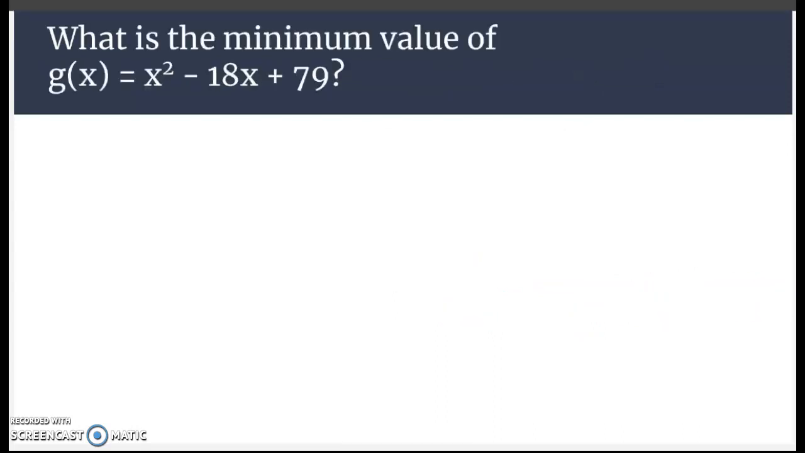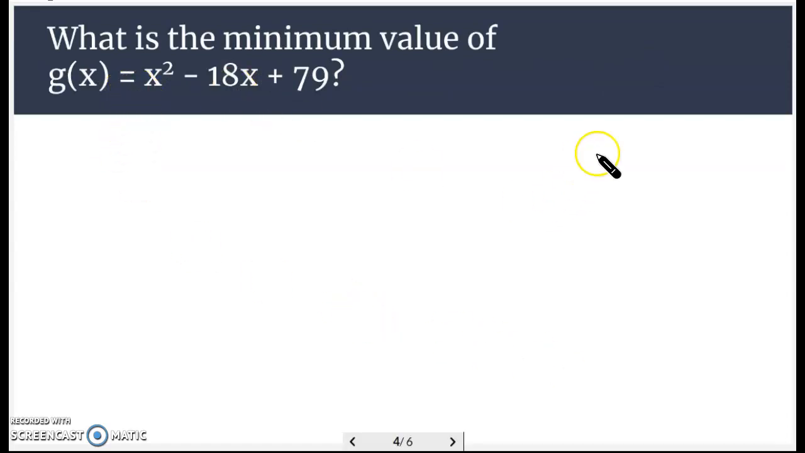Alright, and that brings us to minimum value. Okay, minimum value, whatever this graph looks like, it opens up. I know that because of the positive x squared term. And we want the minimum value right here. That's the minimum value. We're talking about the y value. The y value of the vertex.